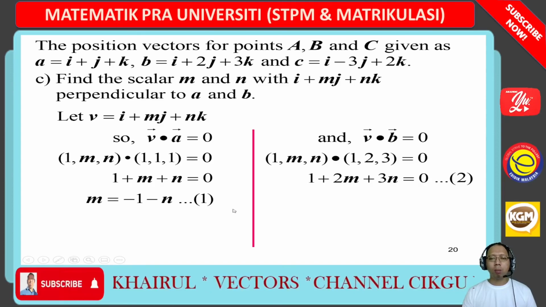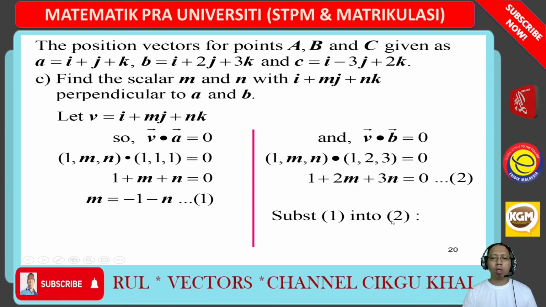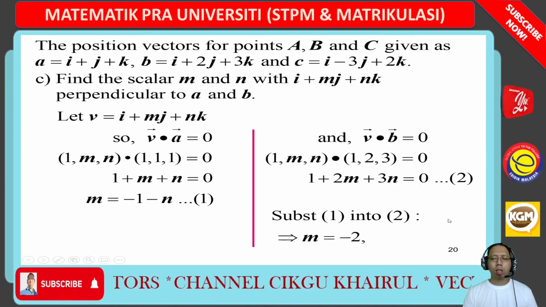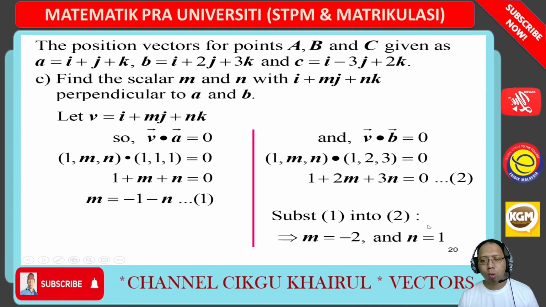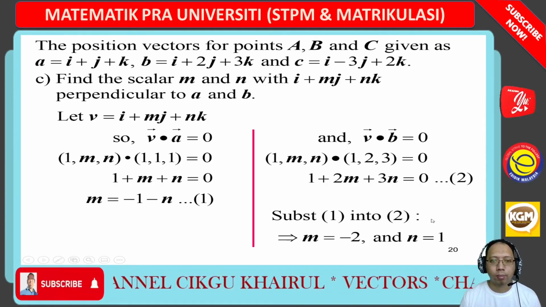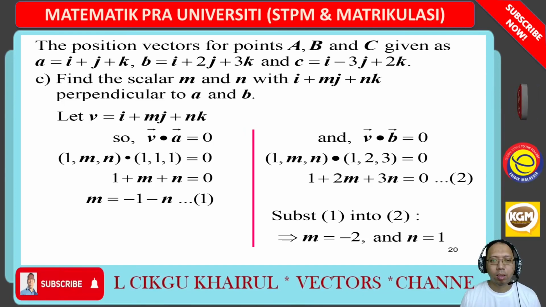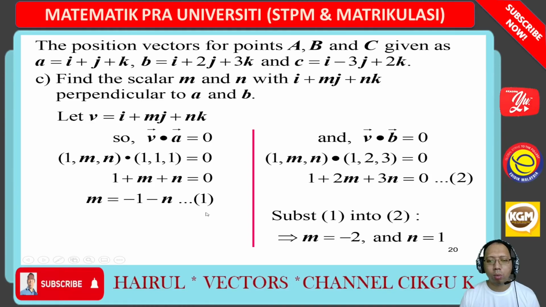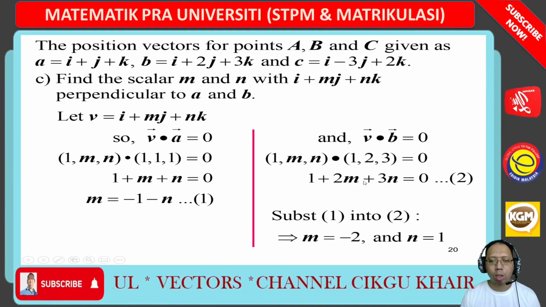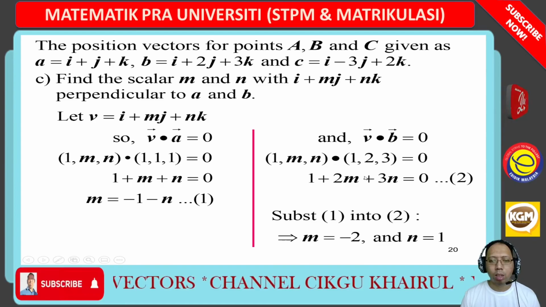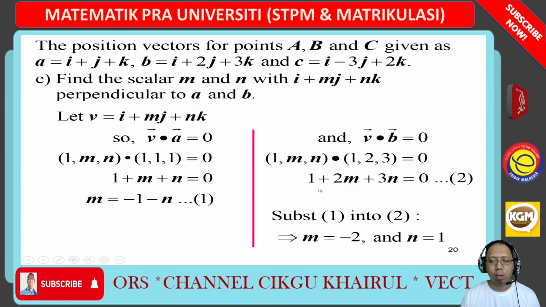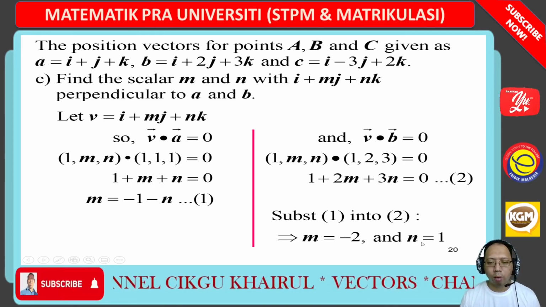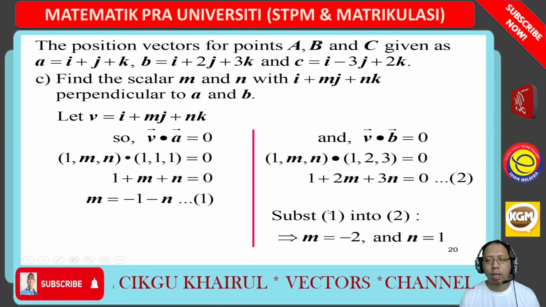So we solve this simultaneous equation. Substituting 1 into 2, we get m equal to negative 2 and n equal to 1. Just solve the simultaneous equations: substitute negative 1 minus n into equation 2, so it becomes an equation in terms of n only. Then we can solve for the value of n. After we get the value of n, we can find the value of m.